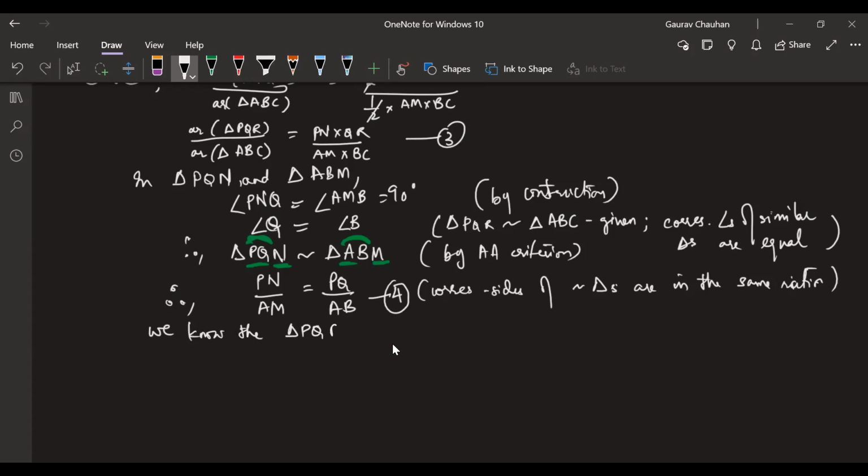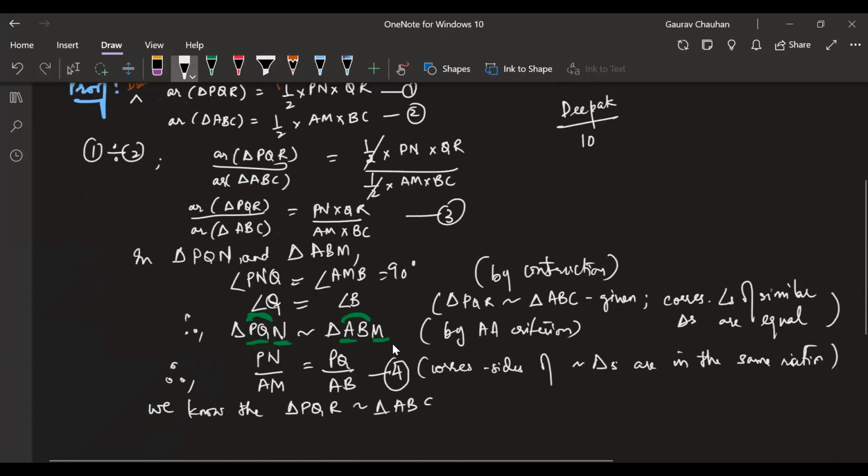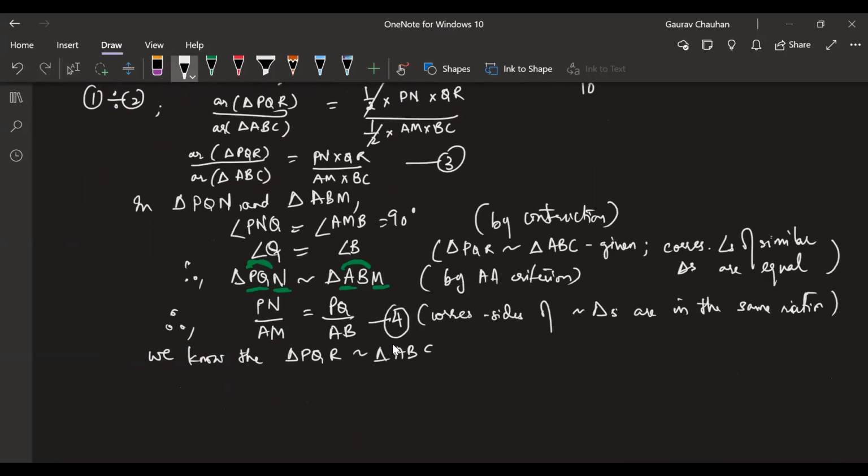We know that triangle PQR is similar to triangle ABC. These are the big triangles. Triangle PQR is similar to triangle ABC. From there, we already know that QR by BC is equal to PQ by AB. Corresponding sides of similar triangles are in the same ratio, same reason. Okay, this is the fifth one.